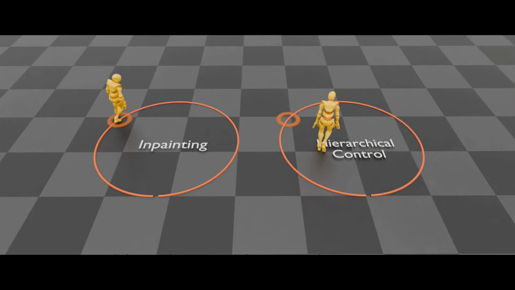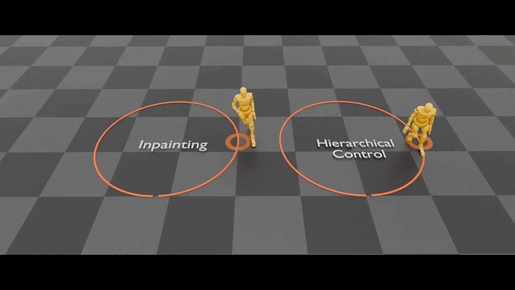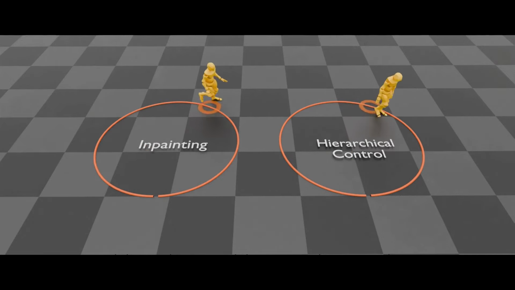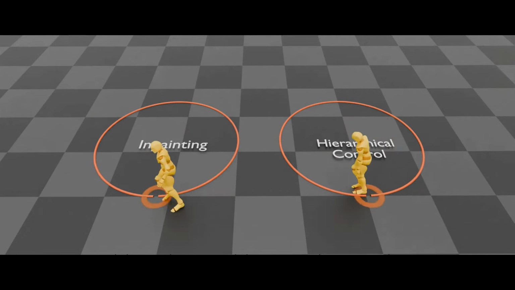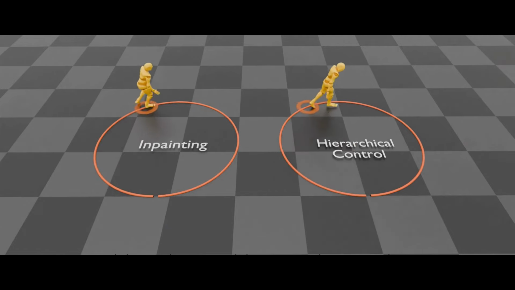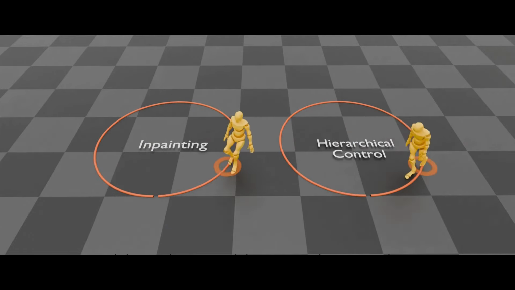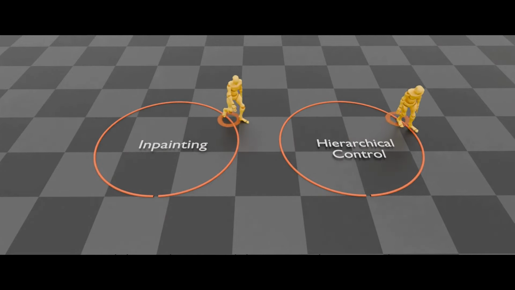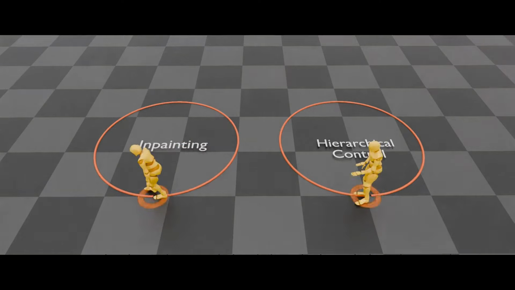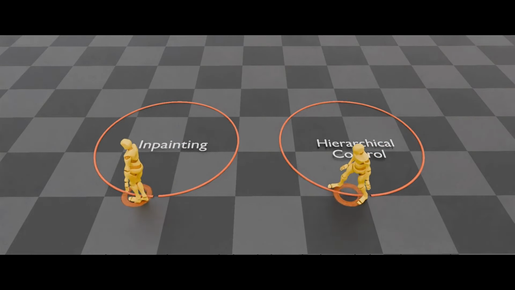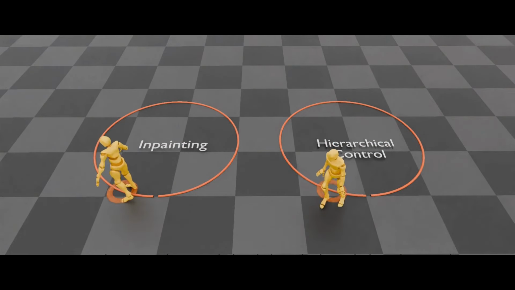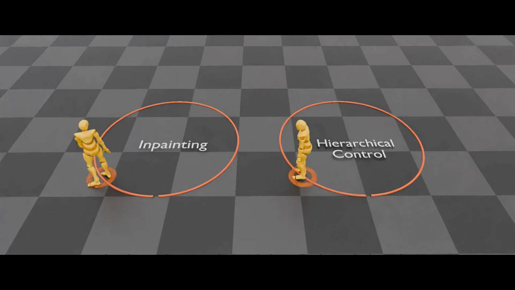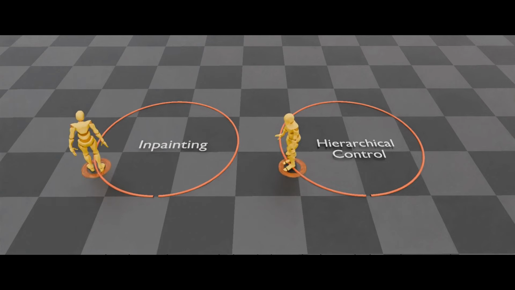With a natural user-specified velocity, both inpainting and hierarchical control can generate realistic human motions following the user-specified trajectory. However, with an unnatural target trajectory, for instance, an extremely slow velocity, hierarchical control offers greater flexibility and is capable of generating more natural motions.